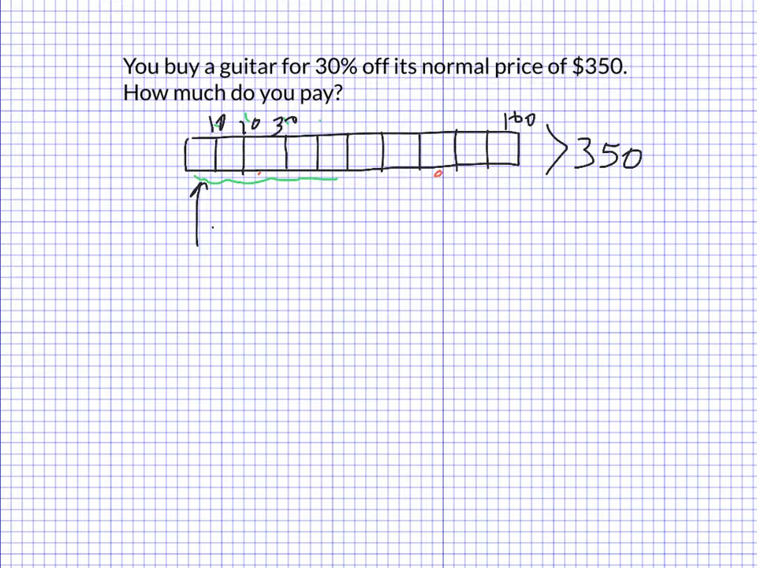So each box is 350 divided by 10 equals 35. So we say, okay, it's 35 and 35 and so forth, 35 in each of these boxes, all the way across. Okay, and if you feel like it, you could even write all of those in.